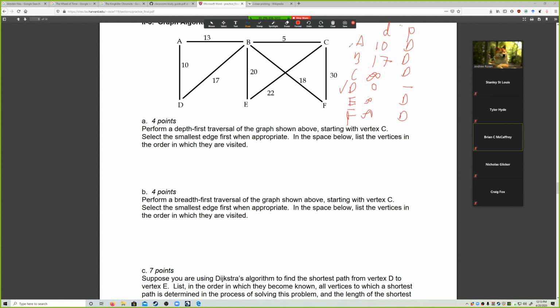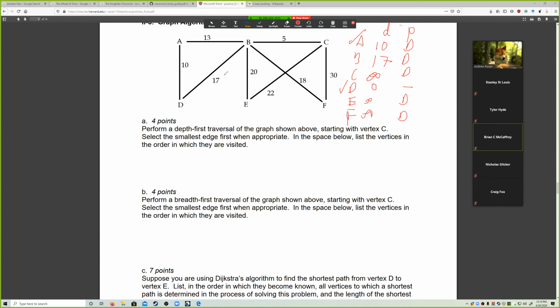So now we go through. Which of these is the cheapest? 10, 17, infinity, infinity, or infinity? Well, 10 is, so that's going to be the next node. So what new information does this give us? We can get from A to B with a cost of 13 plus 10, because that's how much it costs to get to A to begin with, and then an additional 13 to get to B. Is 23 less than 17? No, it is not, so we don't update anything.